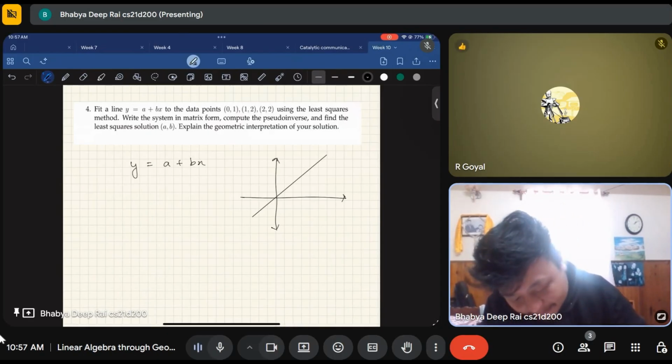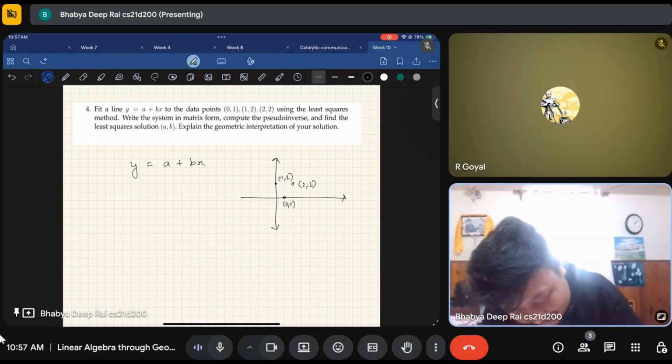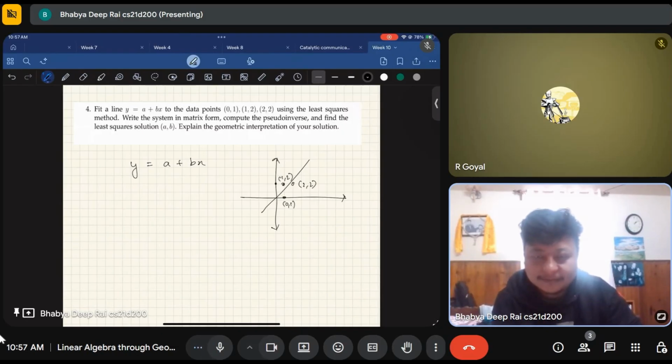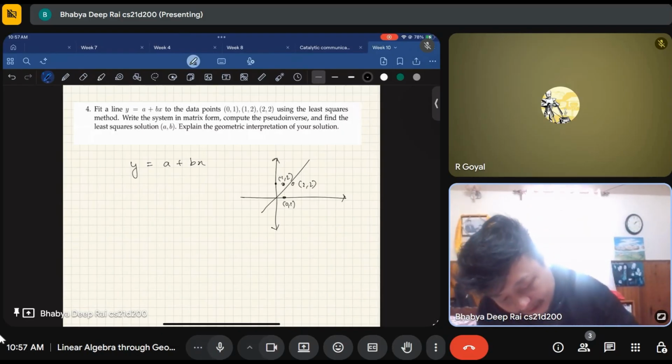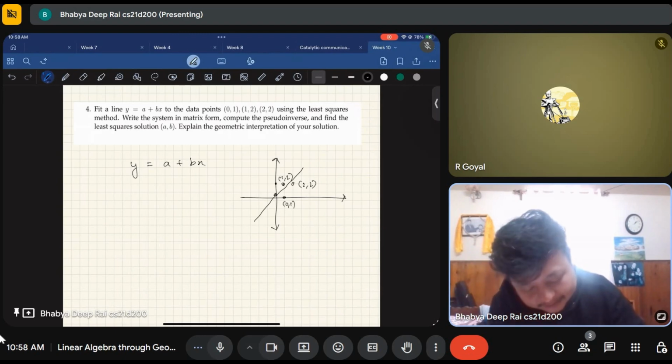So you have these points (0, 1), (1, 2) and (2, 2). (1, 2) will lie somewhere here, and (2, 2) here. Now you want a line that fits these. What is a? a is called the y intercept, so a can be something like this. This is a, and then bx.